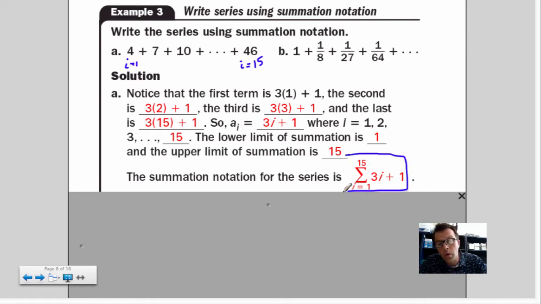So it's the rule, right? 3 times some integer. So 3 times 2 is 6, add 1 is 7. So it's the second term. We're going from 1 up to 15. The second one, because it's dot, dot, dot, we can just say it's going to go up to infinity. So I kind of like those infinite series.